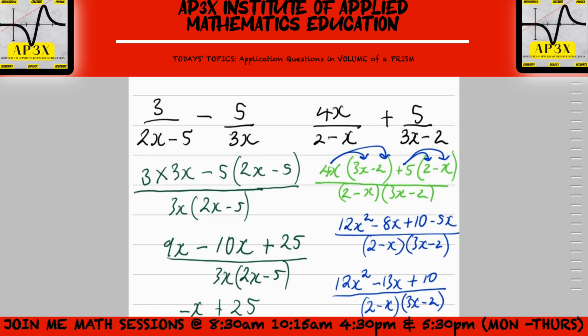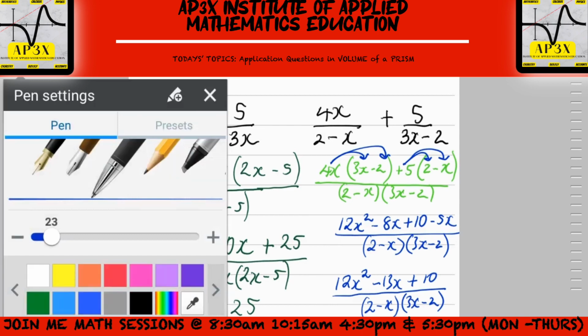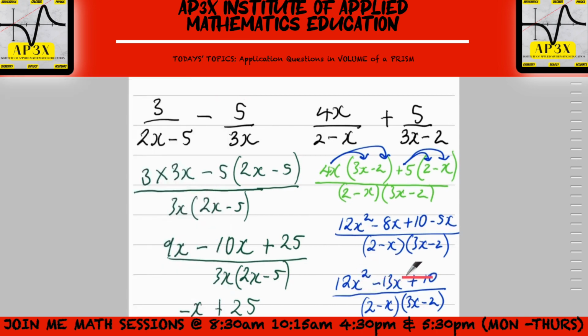Now, a couple of my students did in fact ask me, sir, what if I had written the minus 13x followed by the 12x squared and then the 10, or if I wrote the 10 first, then the minus 13x, then the 12x squared, would my answer be incorrect? Absolutely not. Your answer would still be correct, because the order in which you write down your result will not change the result, because at the end of the day, none of the terms can be simplified. So therefore, no matter the order you write it in, you're still going to be awarded the marks.